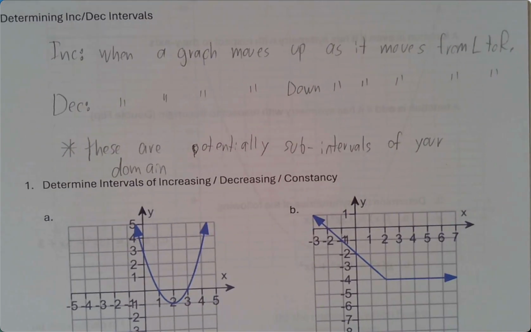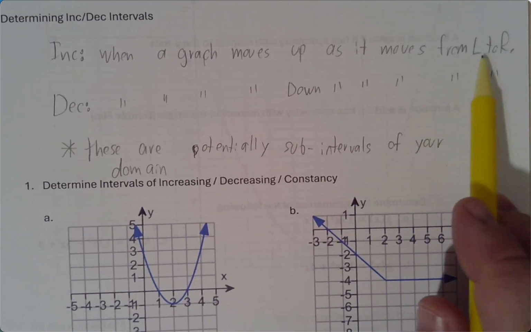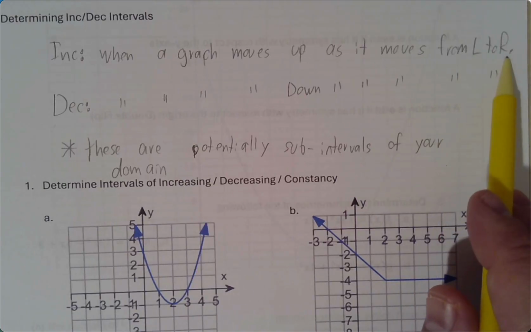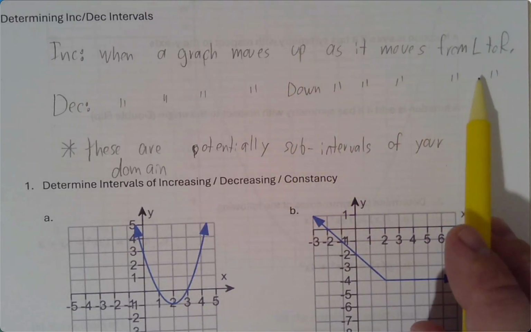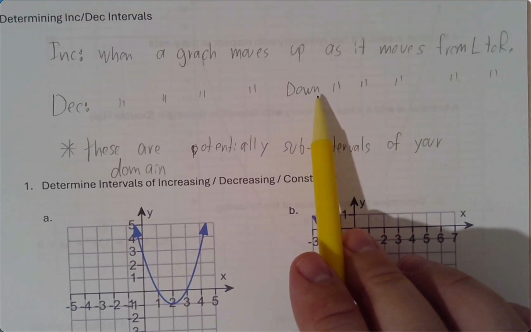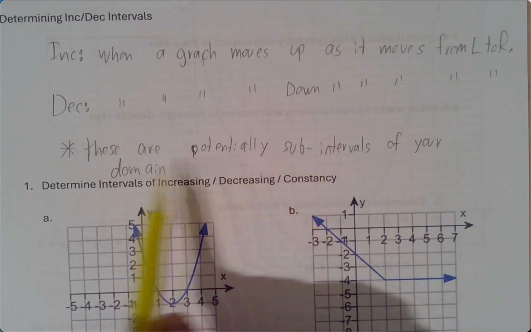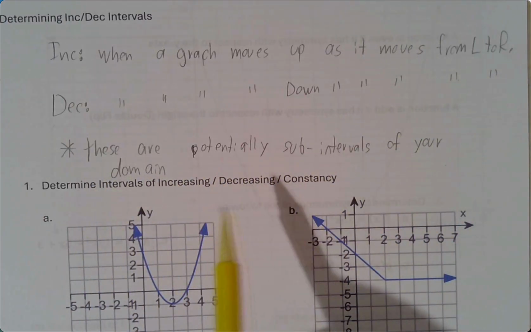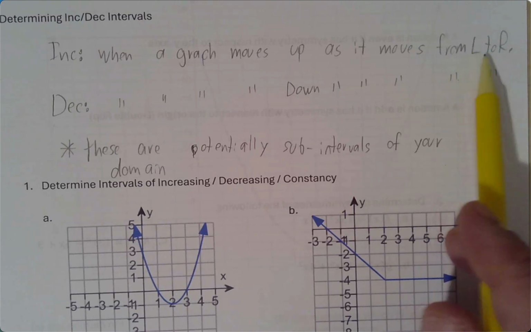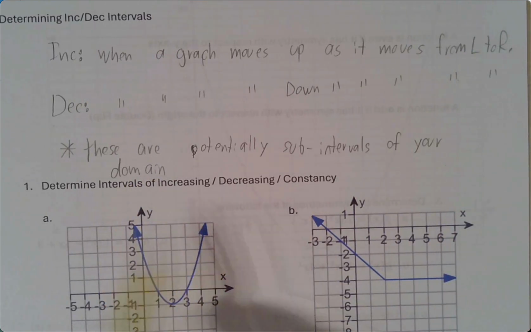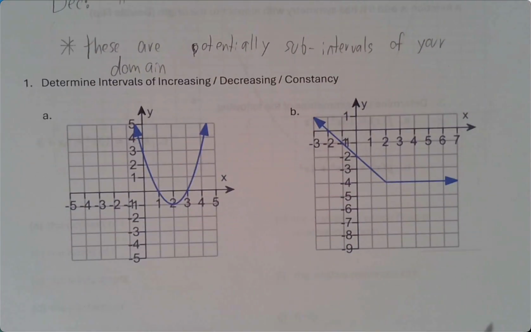What you're doing is you're saying from which place to the left to which place to the right am I moving up? From which place to the left to the right am I moving down? If we're asking in what section left to right are you moving up or down, you're asking for a section of your domain, because the domain is the part that moves left to right. So hopefully that makes sense there.